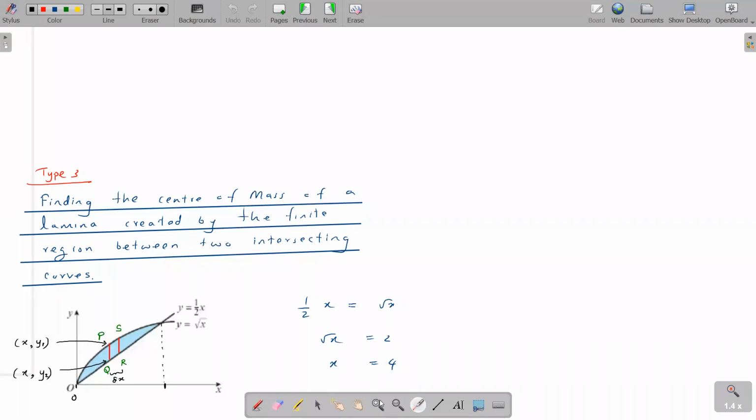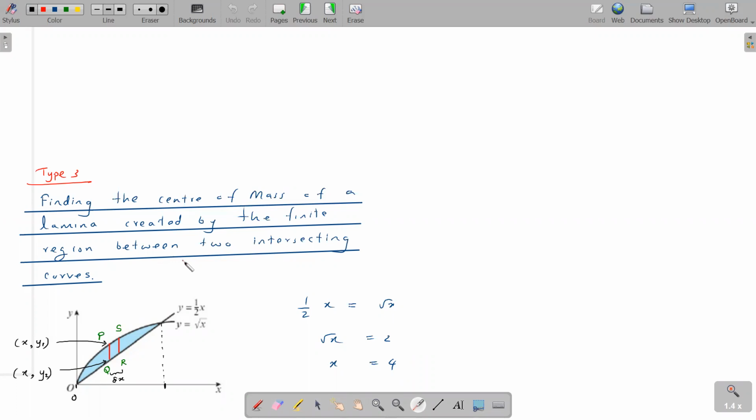All right, guys. So now we'll move on to the next type of proof. We are learning several types of proofs when it comes to center of mass. The next type of proof is, as you can see, we are going to find the center of mass of a lamina created by the finite region between two intersecting curves. So this is a different one. Do you see the difference between this and the previous one?